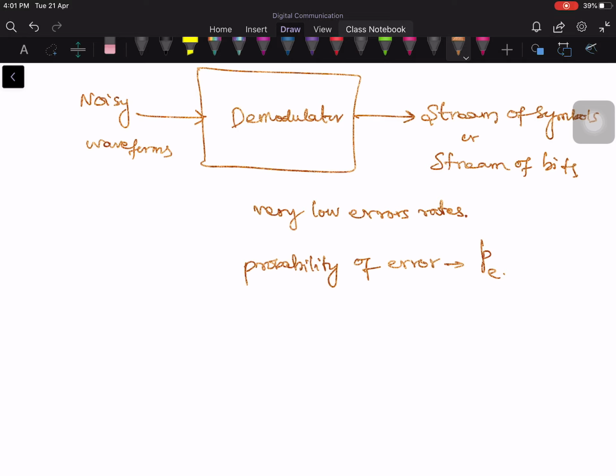So at this point, let me stop. This is just a brief introduction about digital demodulation. What are the attributes that we need to consider in digital demodulation? What is the typical function of the digital demodulator?